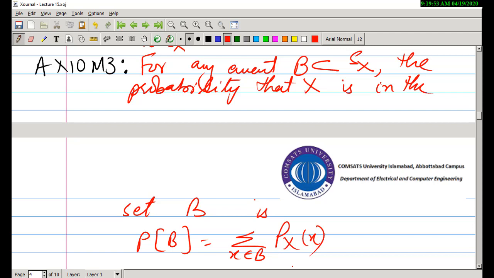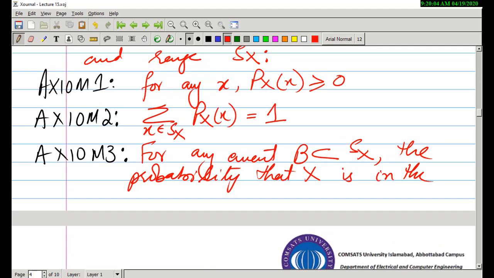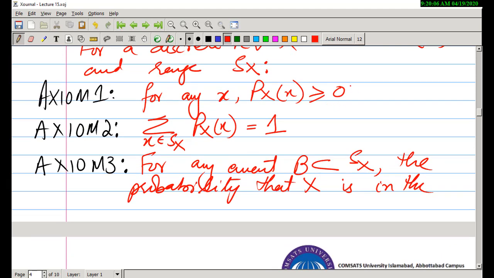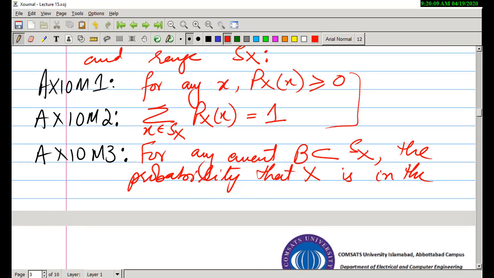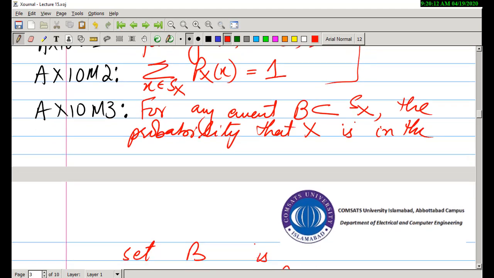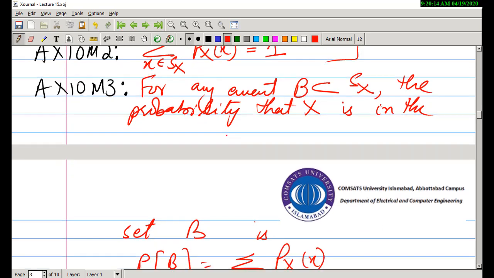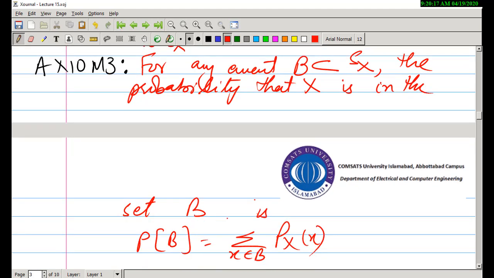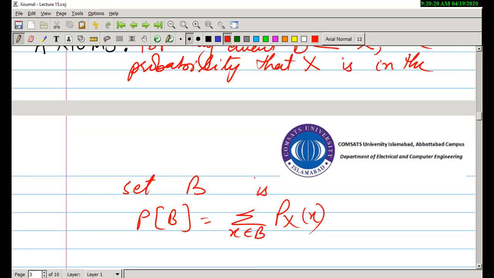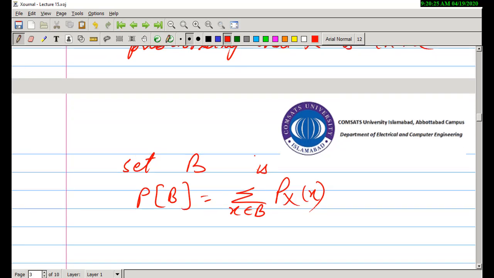So if you look closely here, the first two axioms define the limit of our probability mass function: the probability will be between 0 and 1. Now this is the same if we have some event that is a subset of the range of X, so the probability that X is in the set B would be the summation of this. And the summation is obviously possible because all the elements that exist in the S of X are mutually exclusive.